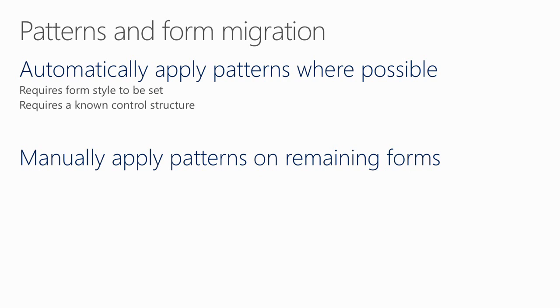The ISVs and partners that have moved over so far, there's been kind of a range of how much has been automatically applied, anywhere from 20-ish percent all the way up to 80 percent, pretty good. So again, it just depends on your solution and how close you align to the patterns.